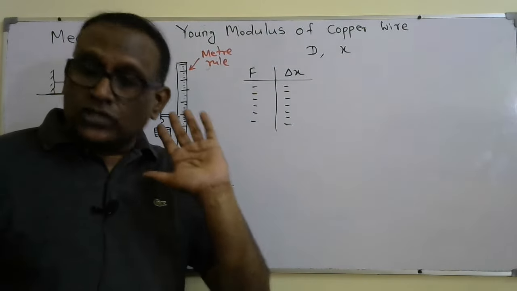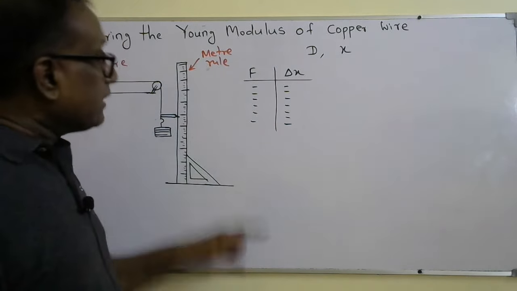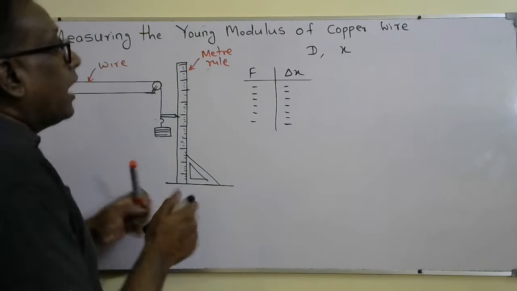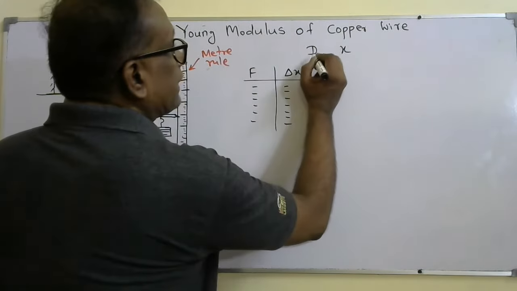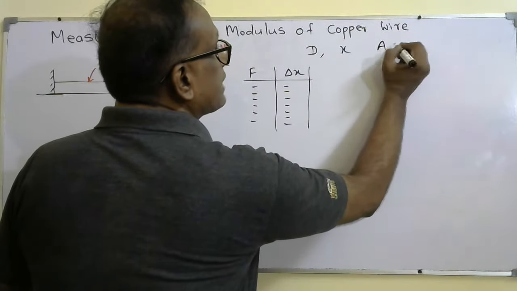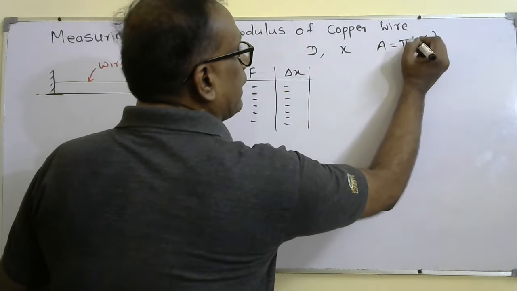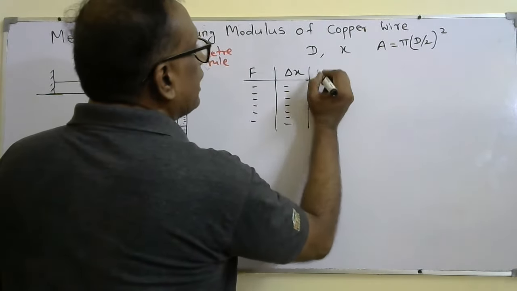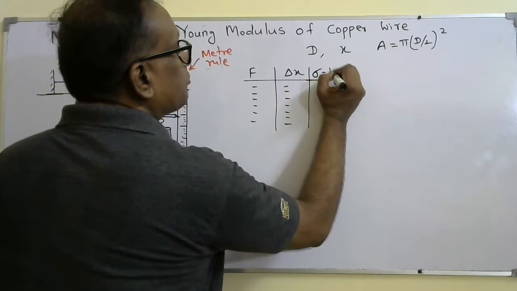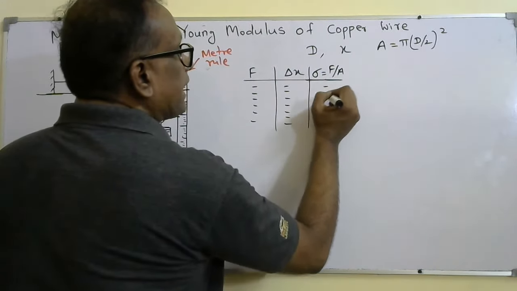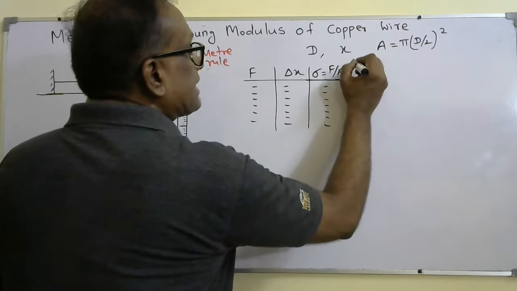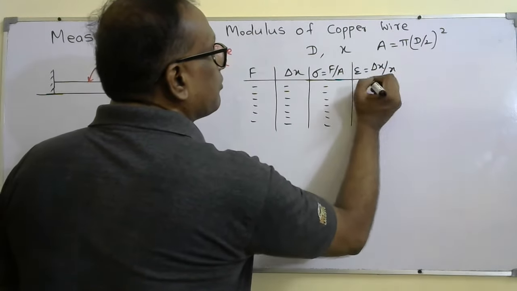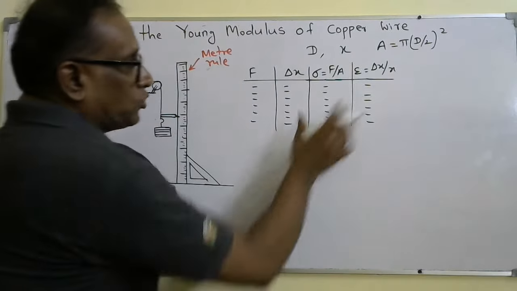For that, you recorded several readings for applied force and the relevant extension. Divide each force by the area of cross section. The area of cross section is equal to pi (d/2) squared. So divide each reading of the force by the area of cross section. You will get the tensile stress, that is force over area. Then divide each extension by the initial length x, that is the strain, delta x over x. Find the relevant strain.